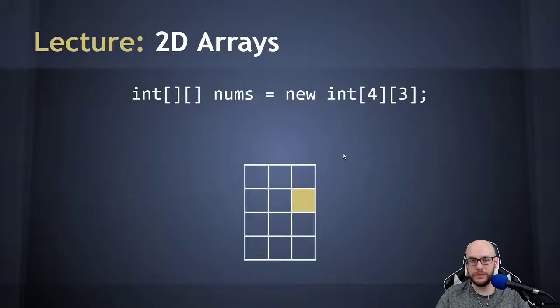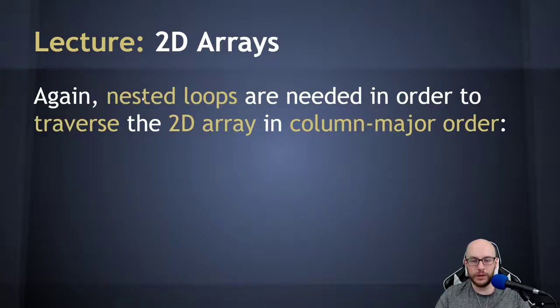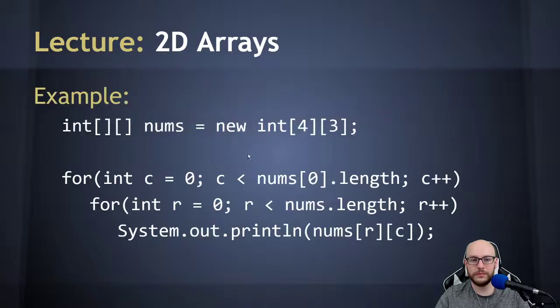I want you to think for a moment. You're going to need nested loops. It's going to look something like this. Let's say that we have nums, and it's a 2D 4x3. I'm going to set my outer loop to go through the columns. I'm going to set my inner loop to go through the rows. And that's effectively it, right? I actually just flipped those two things.